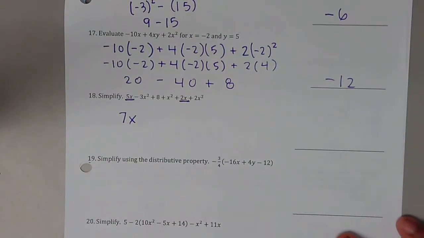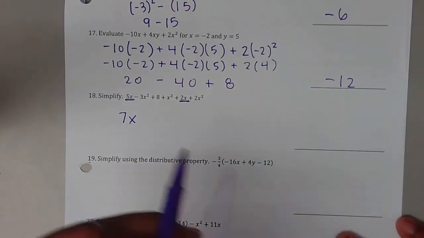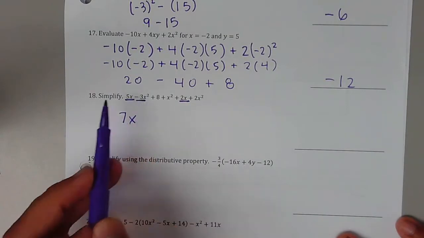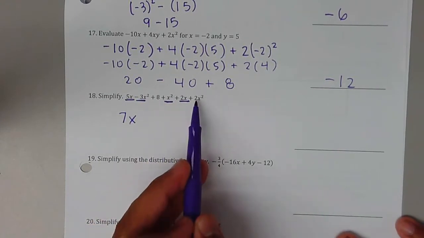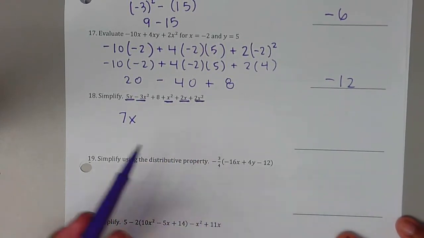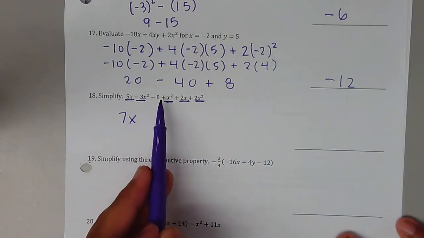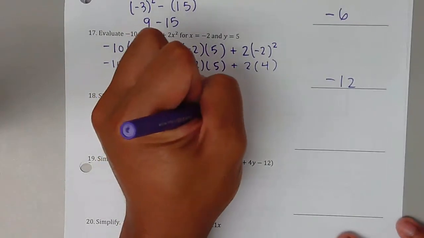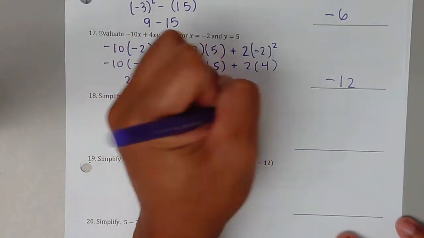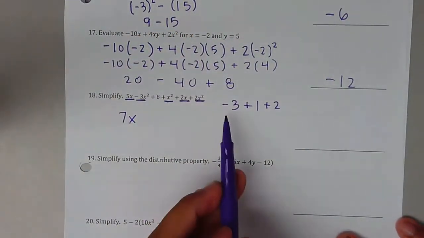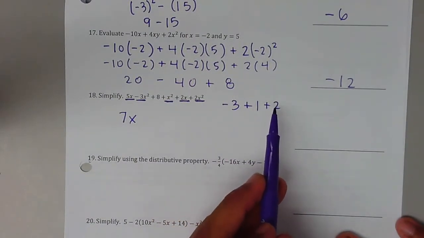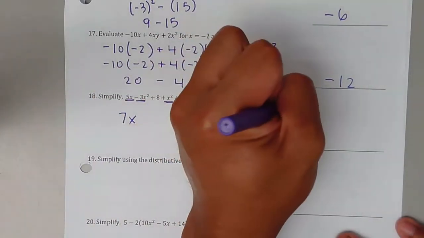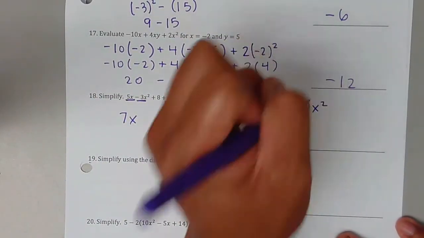All right, next we want to simplify by having like terms of x squared, negative 3x squared, plus x squared, and then this one as well too. So if we have negative 3 of something, plus, remember this is just 1, plus 2, let's write that out. Negative 3 plus 1 plus 2. Negative 3 plus 1, that gives us negative 2. Negative 2 plus 2 gives us 0. So technically that would give us 0x squared, right?